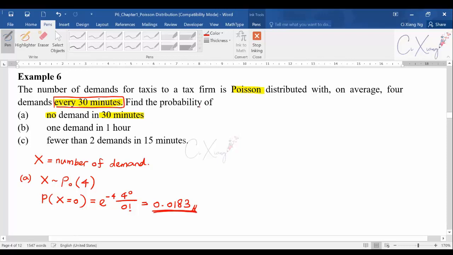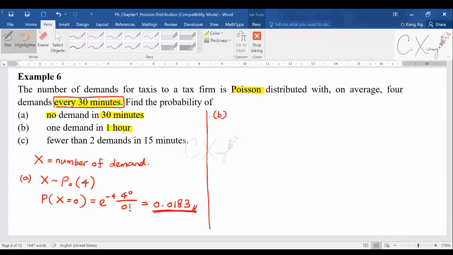So I think this is very simple, right? Okay, so I hope that you can do it and you understand that. Okay, so now we continue to part number B. Part number B is talking about one demand in 1 hour. So from here, you can see that the interval given is different already. They give you 4 demands in 30 minutes, and now they are asking for 1 hour.